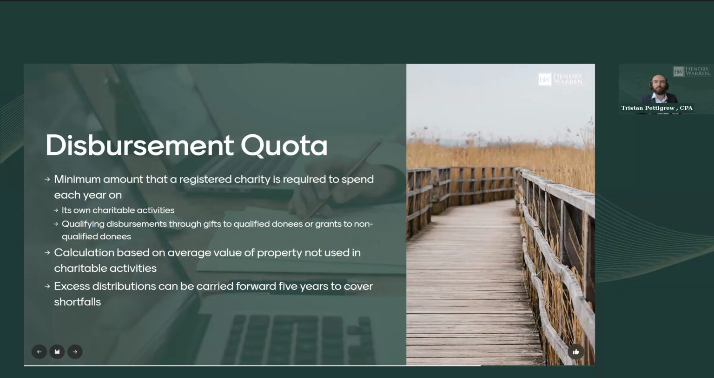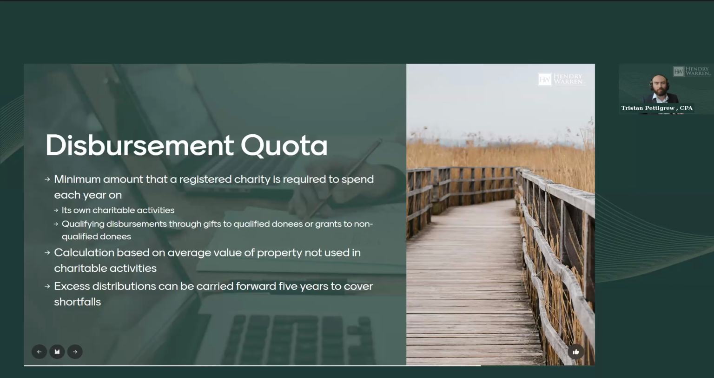The reason that the CRA has this in place is because it doesn't want charities to be accumulating all these assets that it isn't using for charitable purposes. So how do they calculate this? Well, first they start off by looking at the average value of property not used in charitable or administrative activities. Just for simplicity going forward, I'm going to refer to that as non-charitable property.